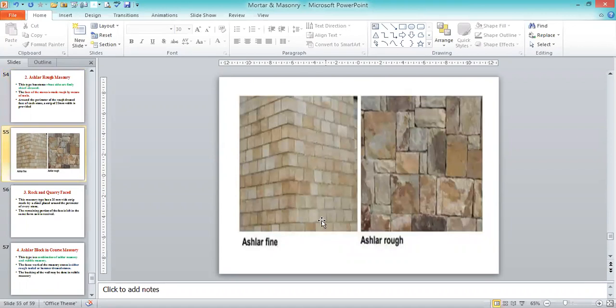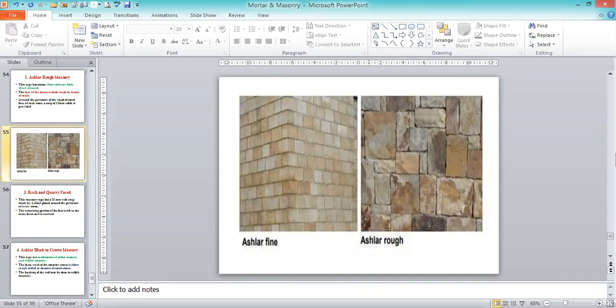Then you can see ashlar fine and ashlar rough, how they look. This picture shows ashlar fine, almost a skilled one. We can see layer by layer how the masonry work is completed using the dressing of the stones. Here in ashlar rough, very little dressing is done, and whatever sizes are available, we keep them, making sure the alignment is perfect and the joints are provided with the appropriate mortar. So that is about ashlar rough masonry as well as ashlar fine masonry.